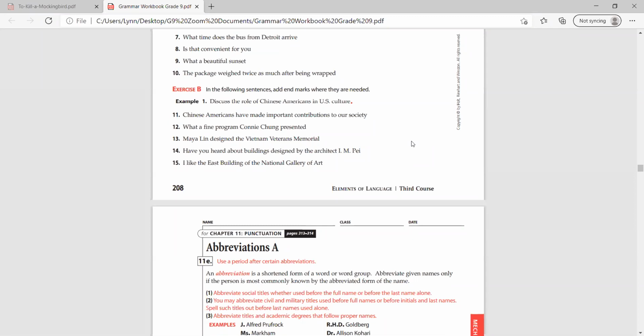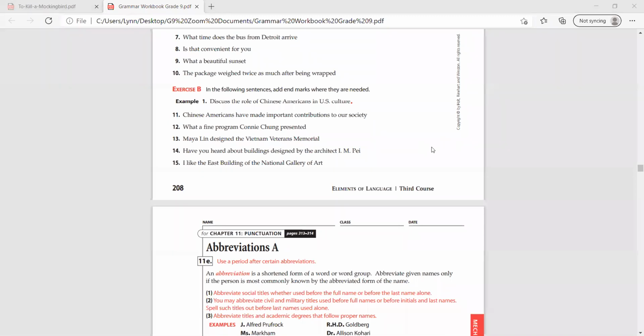Okay. Chinese Americans have made an important contribution to our society. It's a period. Okay. What time was Connie Chung presented? Exclamation mark. Yes. Maya Lin designed the Veterans Memorial. Period. Yes. Have you heard about buildings designed by the architect I. M. Pei? Question mark. Okay. I like the East Building of the National Gallery of Art. Period. Good. Thank you, Krish.